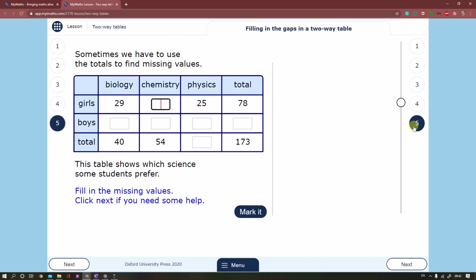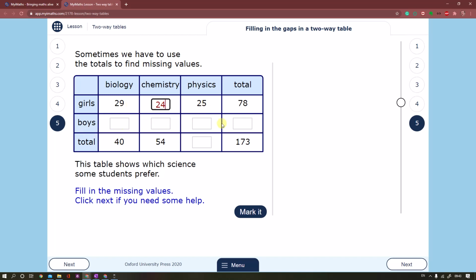This is the puzzle version of these that often happen. And what you need to do is work out what numbers are missing. And if we have a look at this, the total is 29 do biology, girls 25 do physics. That gives me a total of 54. I need another 24 people to give me 78. Okay, so I'll check that.